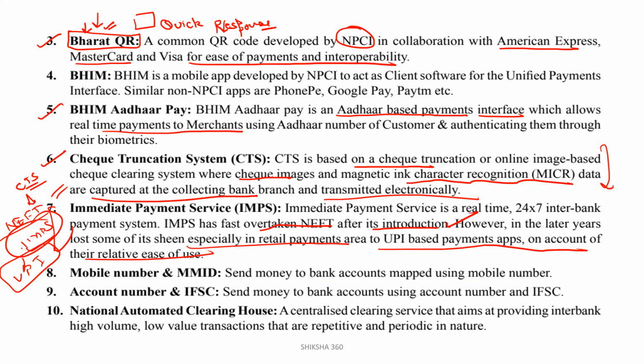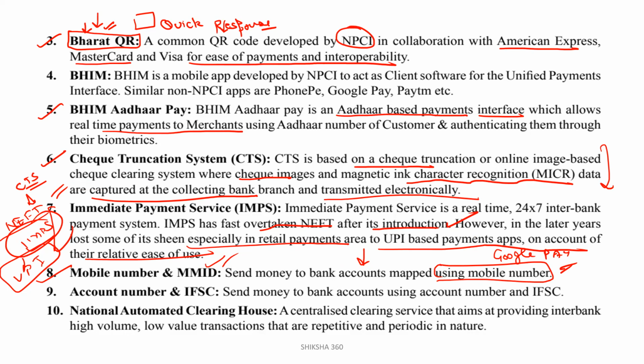Now move to the next one. Mobile number and MMID. Very rarely used. To send money to the bank accounts mapped using the mobile number, like through Google Pay. That system is MMID, mobile money identifier.